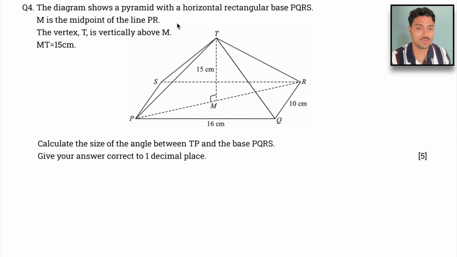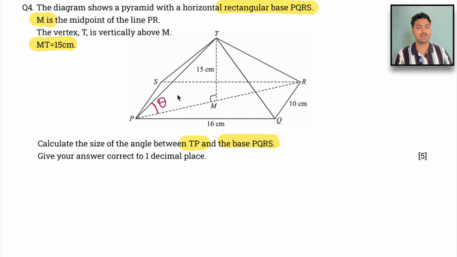It says the diagram shows a pyramid with horizontal rectangular base PQRS. M is the midpoint. The vertex T is vertically above M, and MT is 15, given to us. It says calculate the size of the angle between TP and the base PQRS. So where is TP? TP is here, and the base PQRS. So basically, they're asking us to find this angle theta.